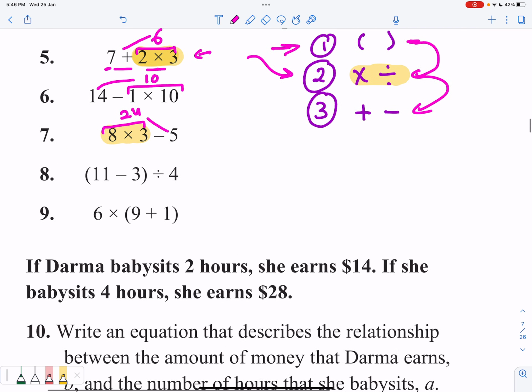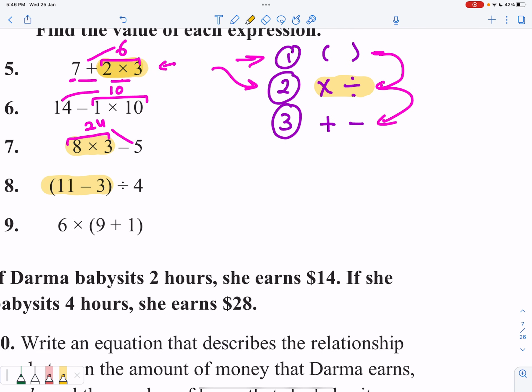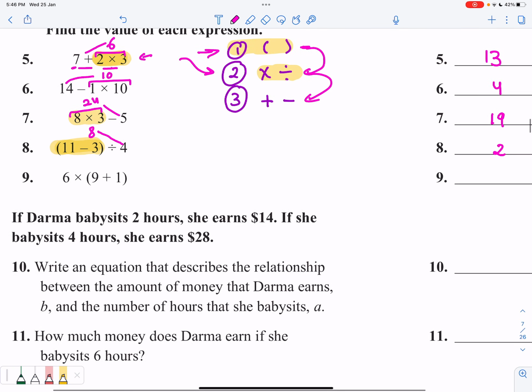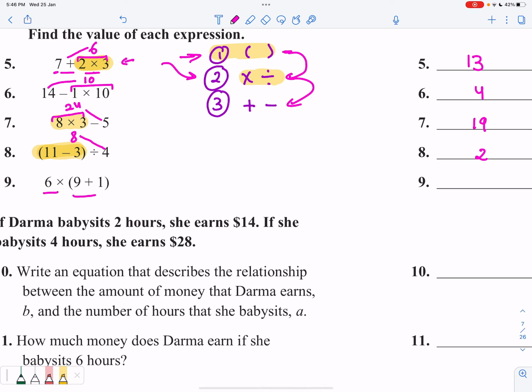Then here I have parentheses and dividing. So of course I need to do the parentheses first. I have 11 minus 3. 11 minus 3 equals 8. Then 8 divided by 4 equals 2. Then here we have multiplying and parentheses. So of course we start with the parentheses. I have 9 plus 1, that equals 10. Then 6 multiplied by 10 equals 60.